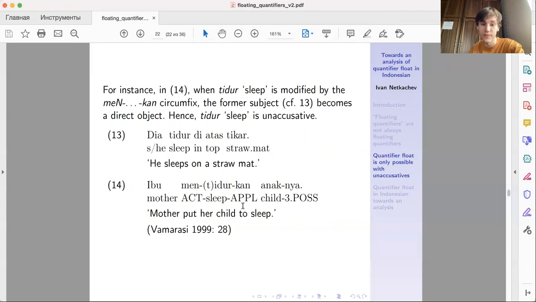Mother put her child to sleep. So here you can see that the sleeper is not the mother, it's the child, the grammatical object. So here you can see that the sole argument of a one place predicate patterns with the object of a corresponding transitive clause. So this shows us that tidur, sleep, is an unaccusative verb.